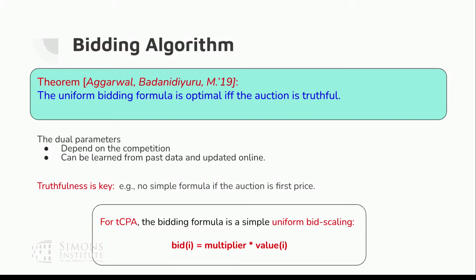Okay, and so at the end of this section, you can forget how we arrived at this uniform bidding formula, but just remember this for the rest of the talk, that we're going to focus on this TCPA product. And in that case, the bidding formula is simple, we'll call it a uniform bid scaling, where given the value for an item, which is just the conversion rate for that item, your bid is a multiplier times that value. And that multiplier is a number that you'll come up with, that's basically the dual variable. So you want to bid proportional to your value, which is very natural, of course.